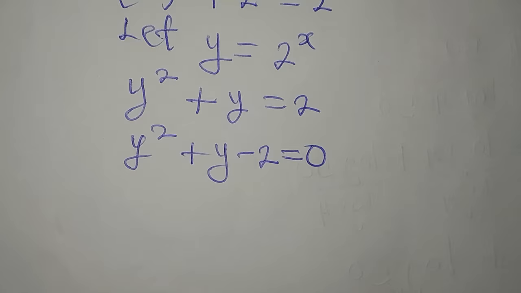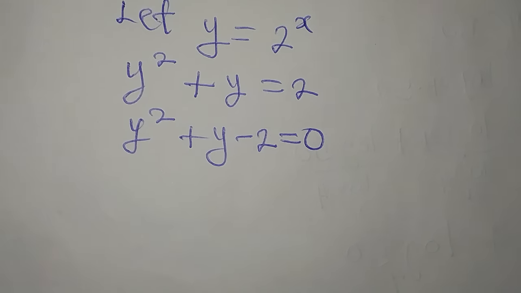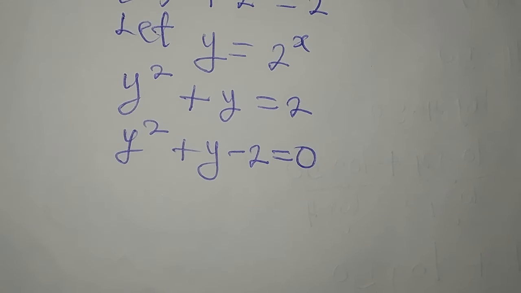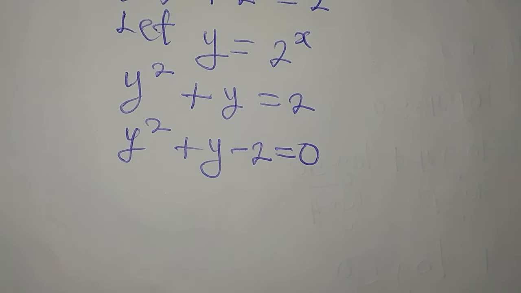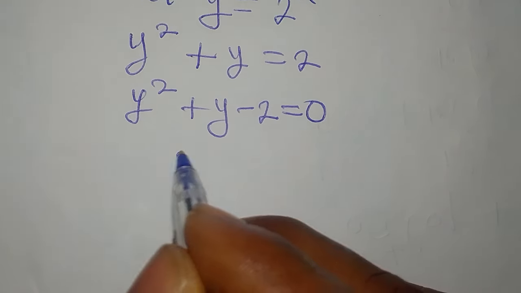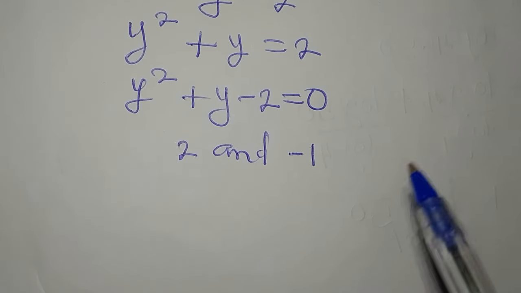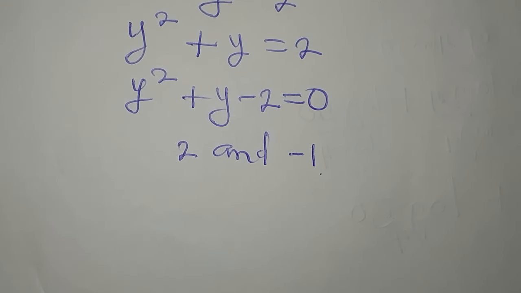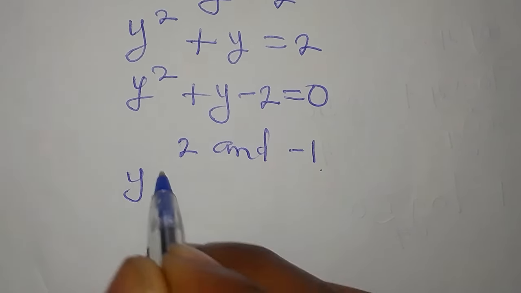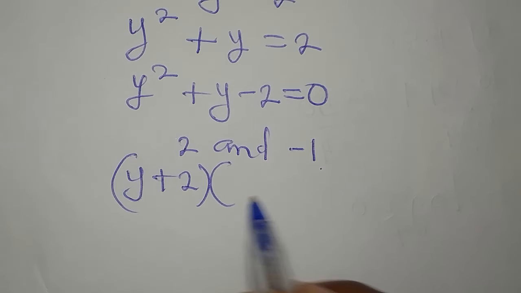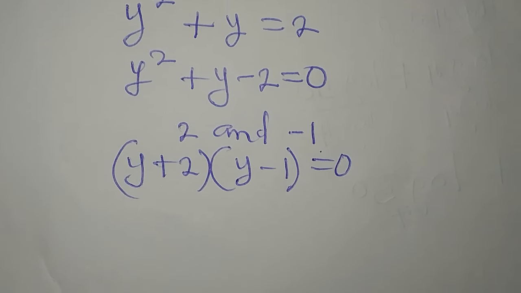Now let's see if this is factorizable. What two numbers do we multiply to get minus 2, and then we add both of them to get 1? Remember, 1 is the coefficient of y. The two numbers will be 2 and minus 1, because 2 times minus 1 is minus 2, and 2 minus 1 is plus 1. So that means our factors now will be y plus 2 and y minus 1.